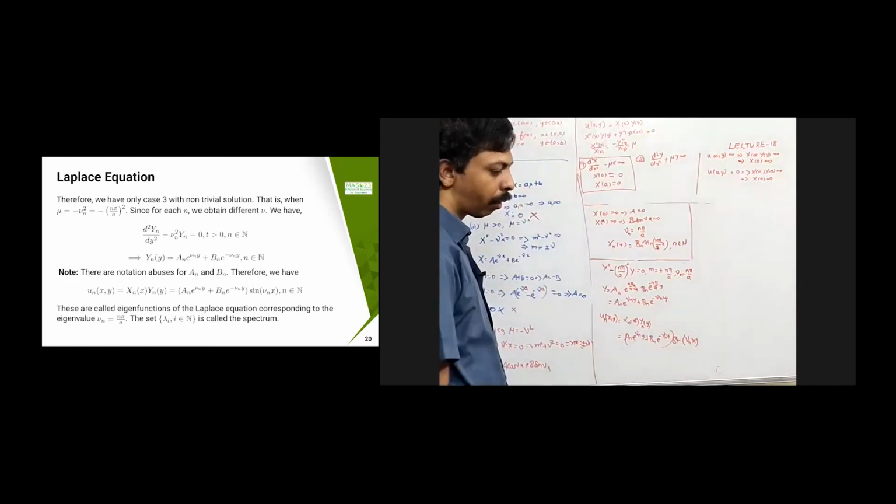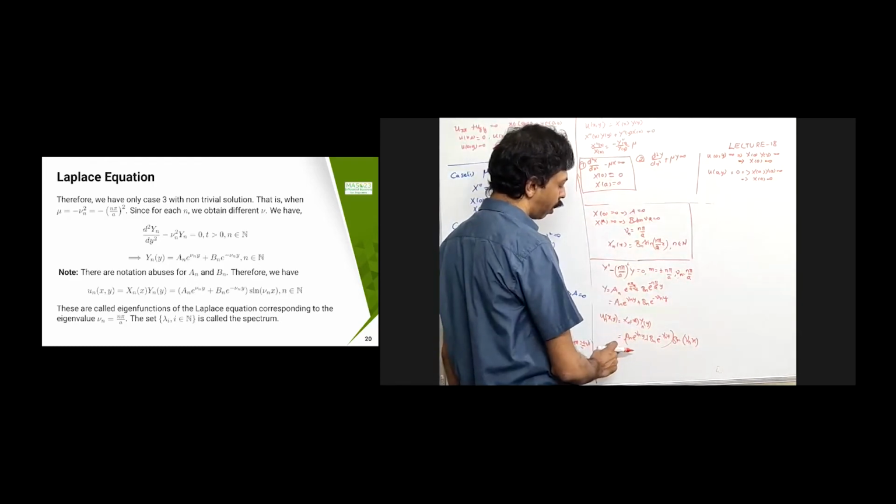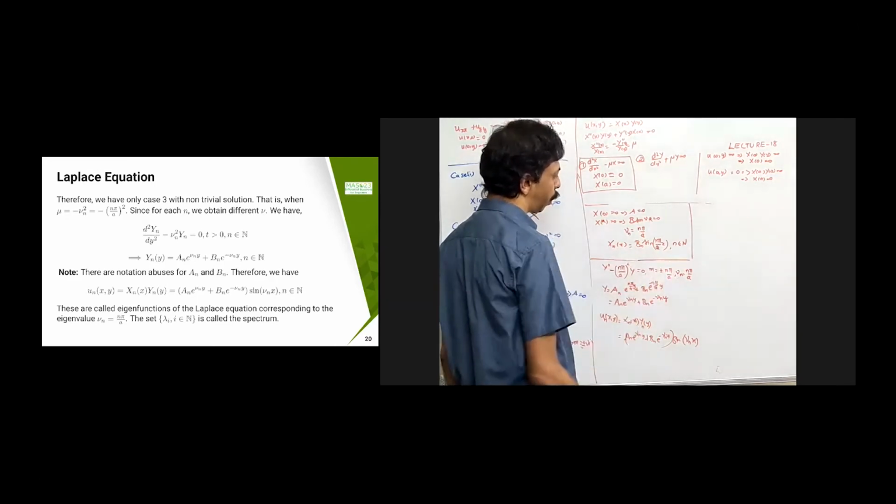So once again, same logic: this is going to be the eigenvalues, this is going to be your eigenfunctions, and your eigen spectrum is going to be n pi by a.